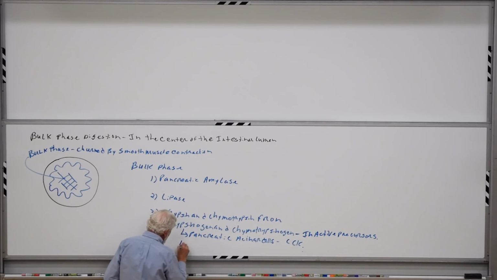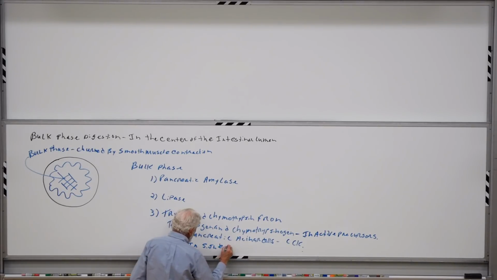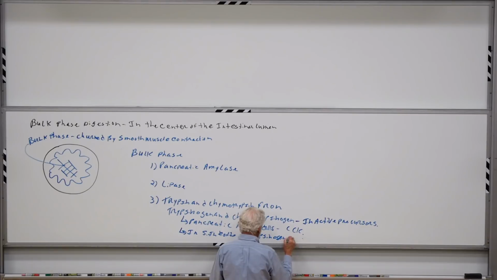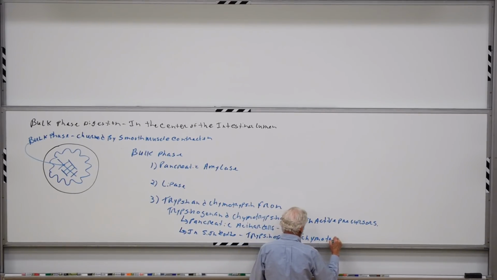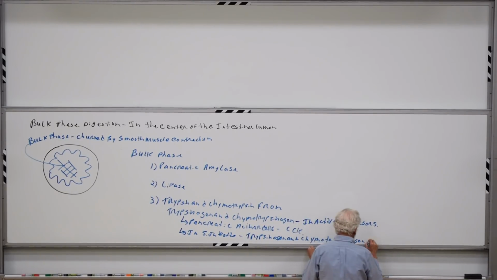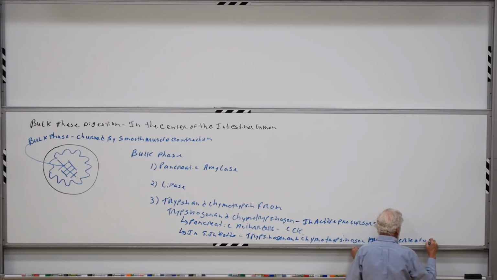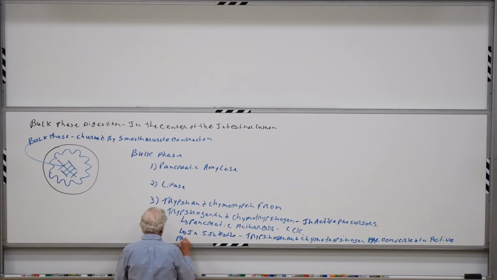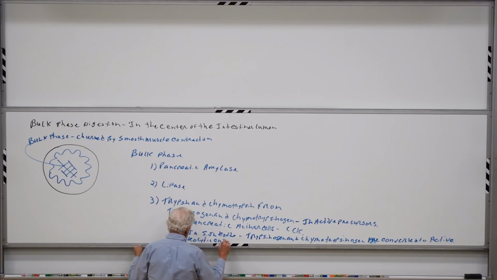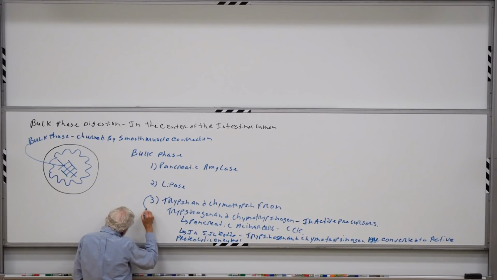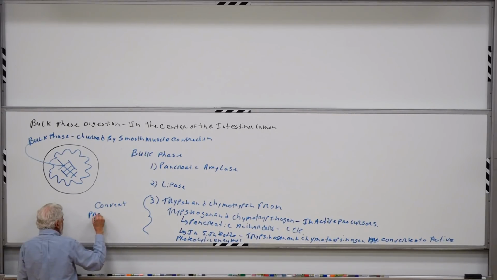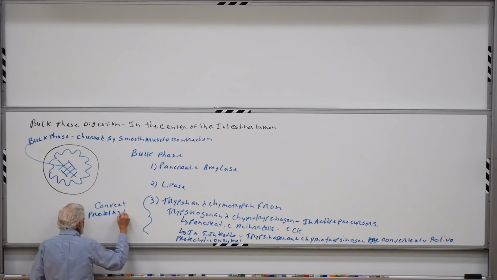But then in the small intestine, the trypsinogen and chymotrypsinogen is converted to active proteolytic enzymes. Now, the function of this, of course, is to convert proteins to peptides.